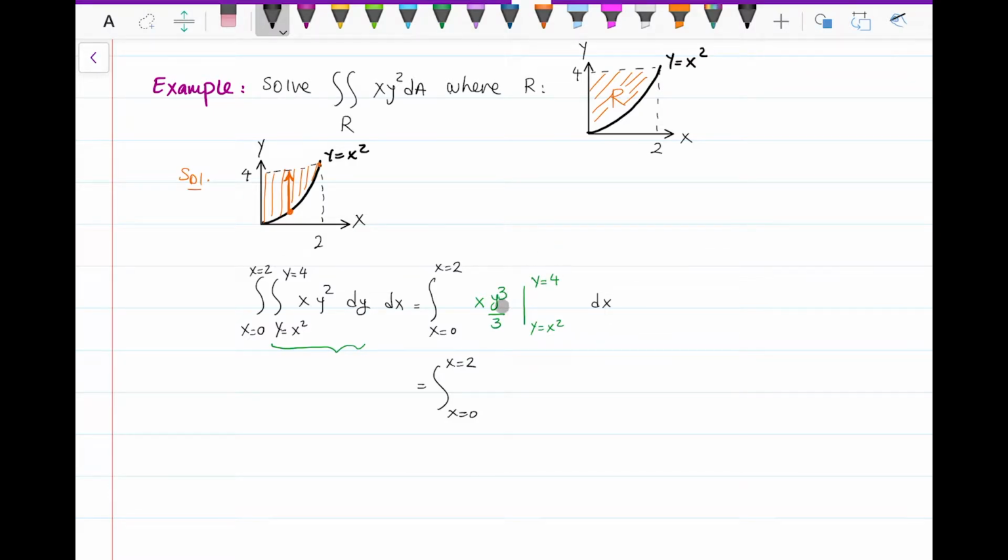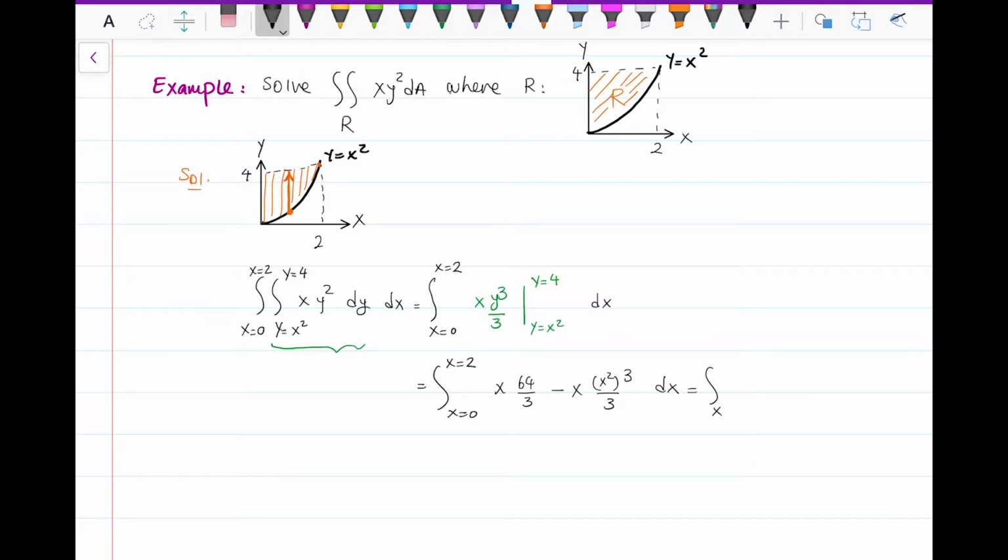Plug in y equals 4 in here, so I get x times 4 to the 3, which would be 64 over 3, minus, plug in y equals x squared for any y that you see here. So it would be x, then x squared to the power of 3 over 3, and then dx. Okay, so what is this one?